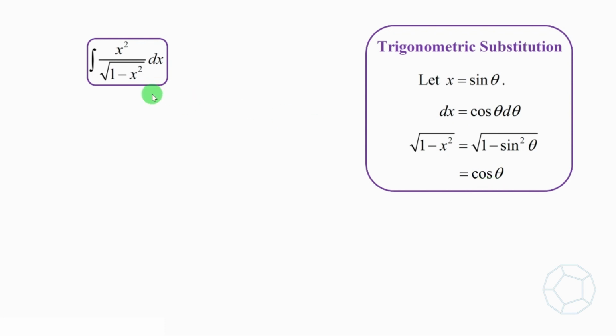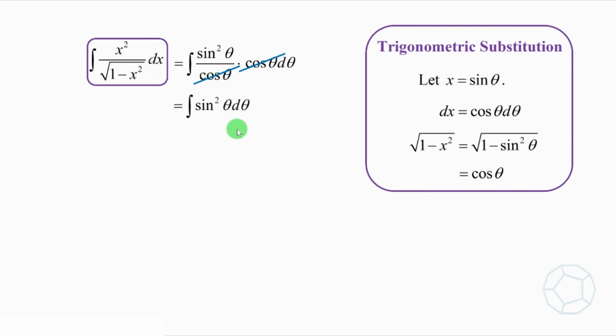Let's put everything into the integral. For the integrand, x squared over the square root of 1 minus x squared is changed to sine squared theta over cosine theta. And the differential dx is equal to cosine theta d theta. We can cancel out the term cosine theta. Therefore, the integral is equal to the integral of sine squared theta d theta.